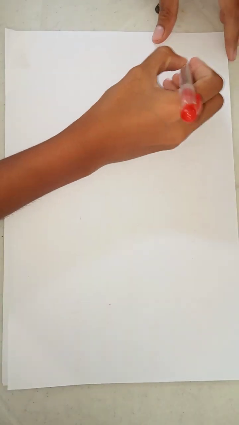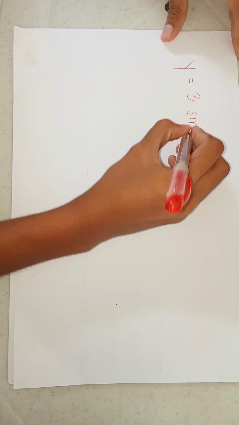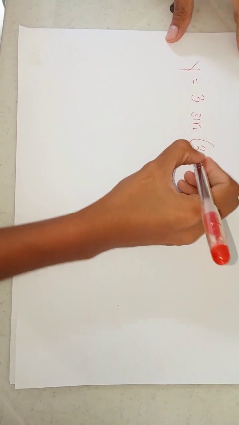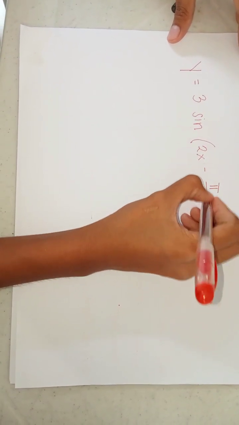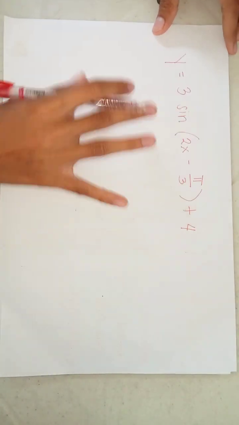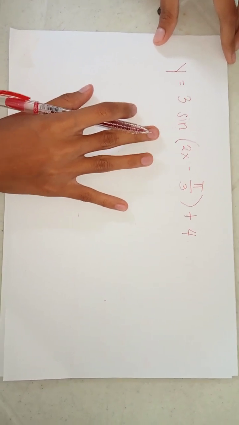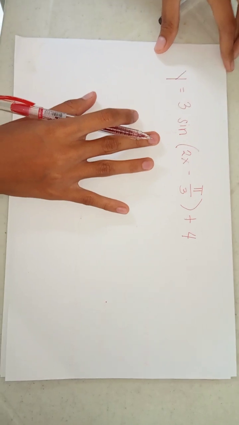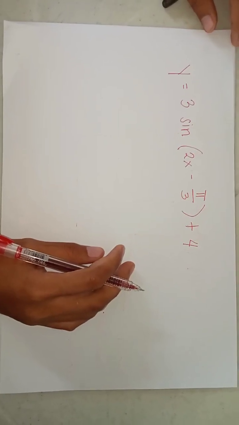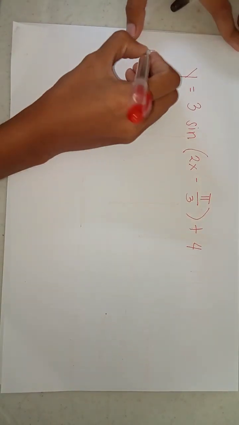After we know the general equation, we can now solve the first equation, which is y equals 3 sine times the quantity of 2x minus pi over 3 plus 4. In this equation, we can now determine the amplitude, the period, the phase shift, and the vertical shift, which we discussed earlier. So the amplitude of this equation is 3.